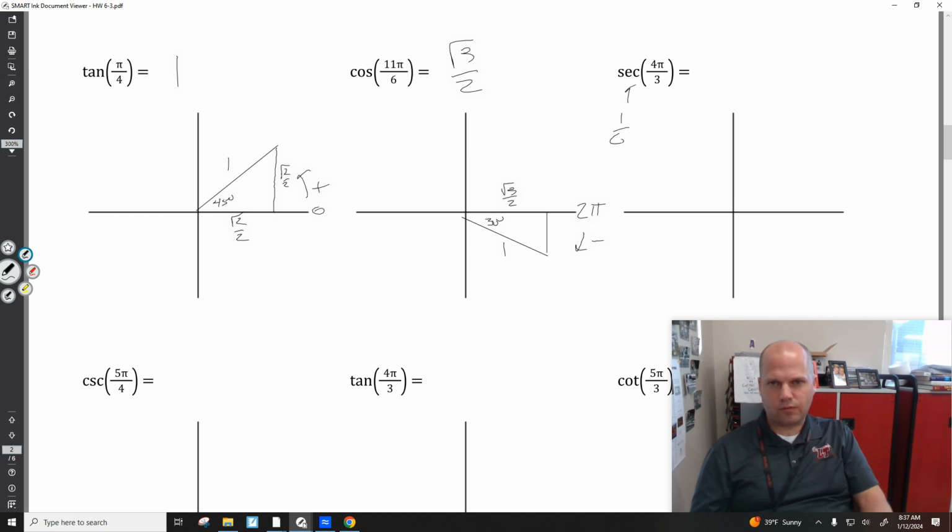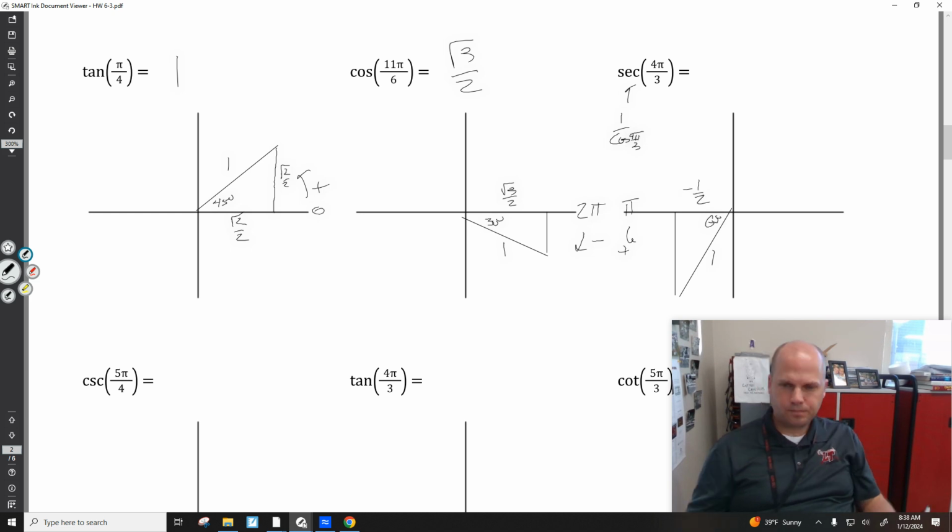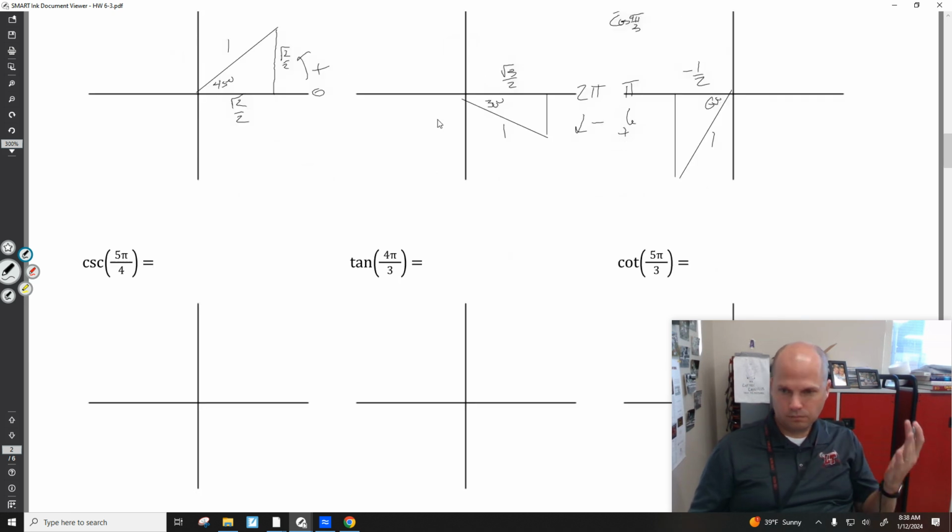Secant is the flip of cosine. 4 pi over 3 is 3 pi over 3 plus a pi over 3. Pi over 3 is 60 degrees. So here's my 60-degree reference angle. Here is my tall oriented 30, 60, 90 triangle. Hypotenuse of 1 connecting with the unit circle. Cosine is the adjacent. It's the x distance. Secant is the reciprocal. So cosine would be negative a half. Secant would be negative 2. We got this.